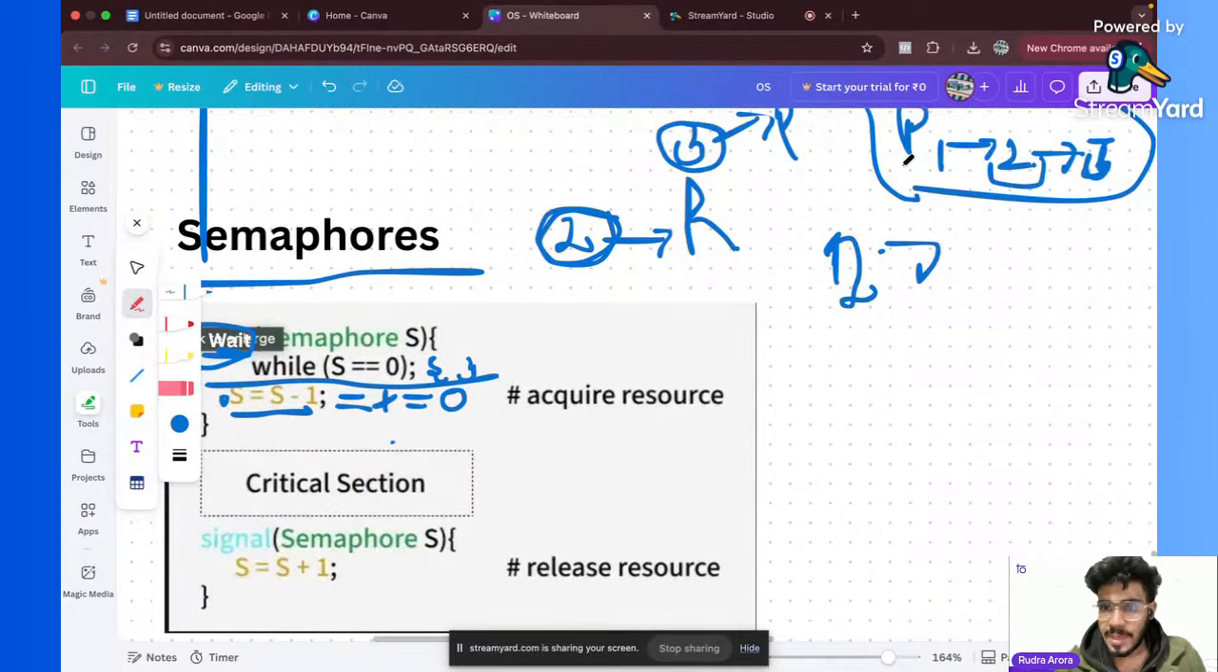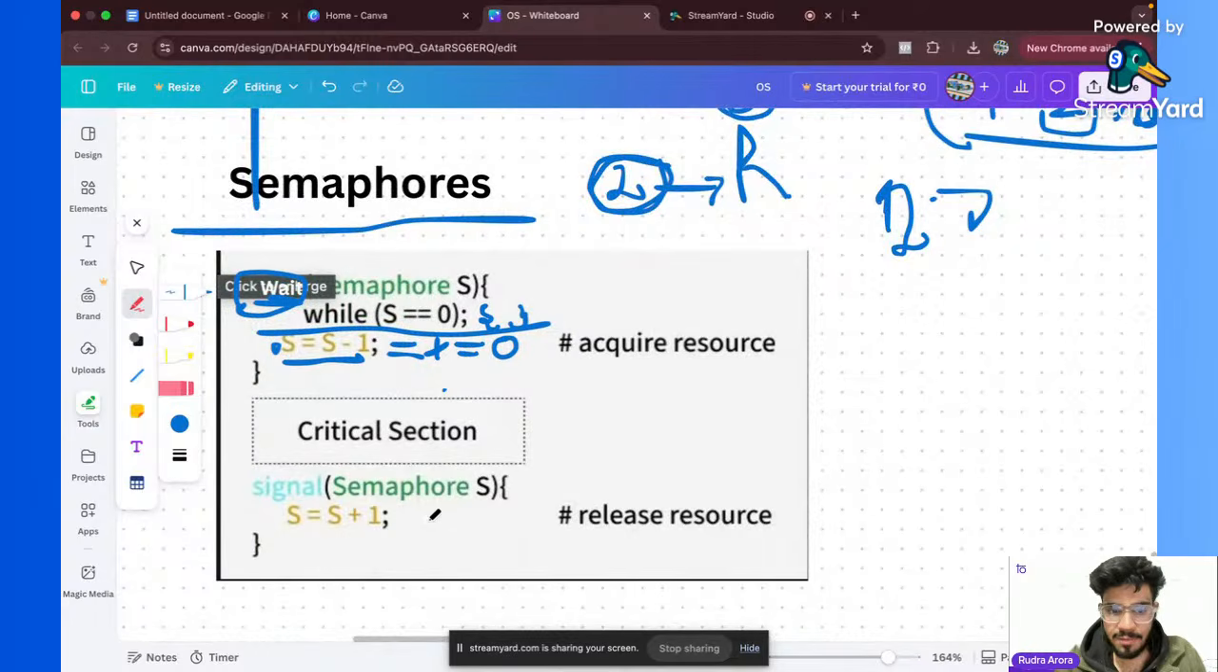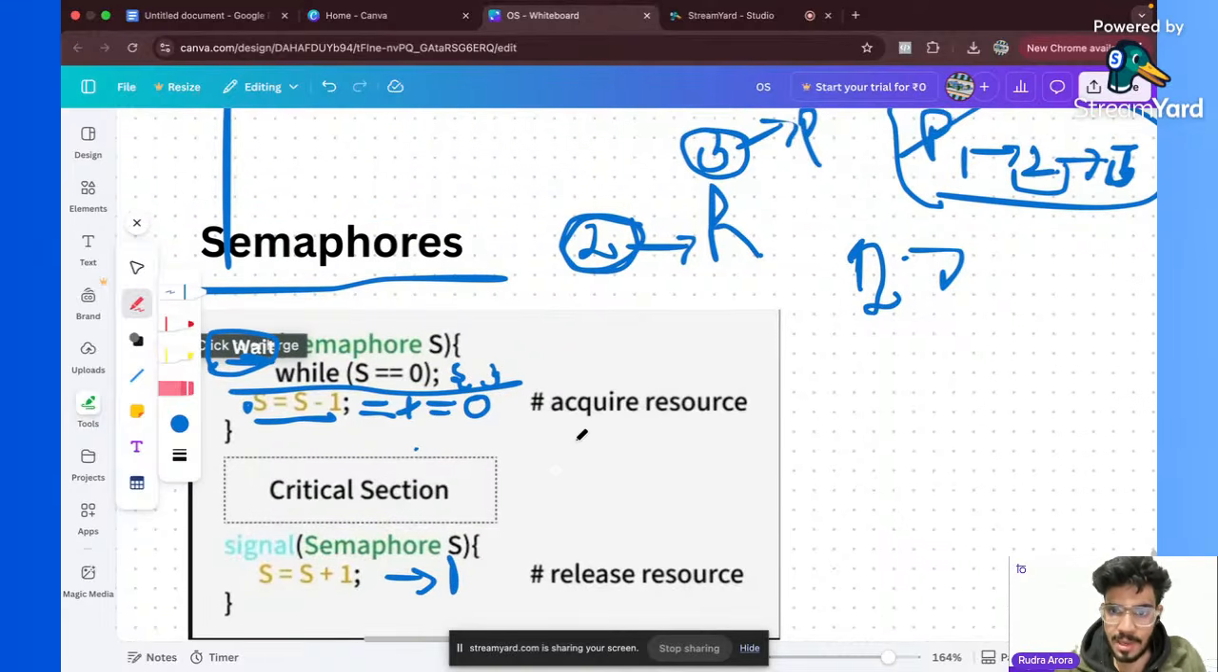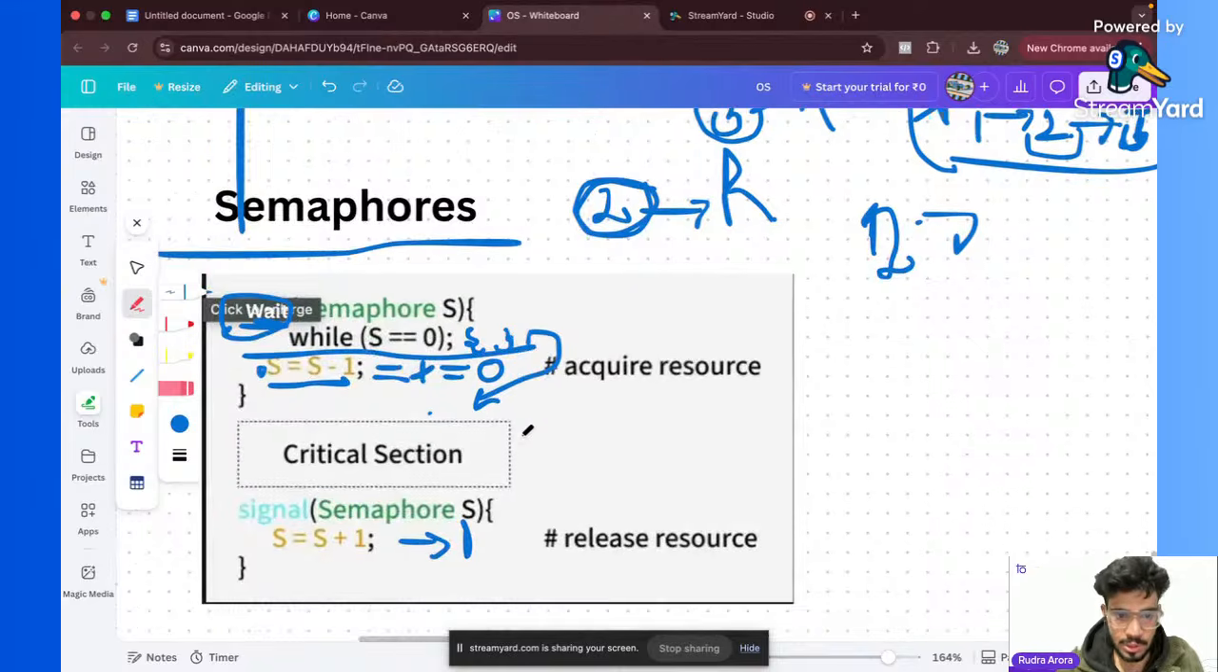Okay, so suppose p1 gets out. Okay, p1 gets out and it will signal the semaphore. So now from 0 it will become 1. And what will happen after that? p3 will get out from this particular trap position, and it will do s minus minus, means it will acquire the resource. And again, from 1 our semaphore will become 0.